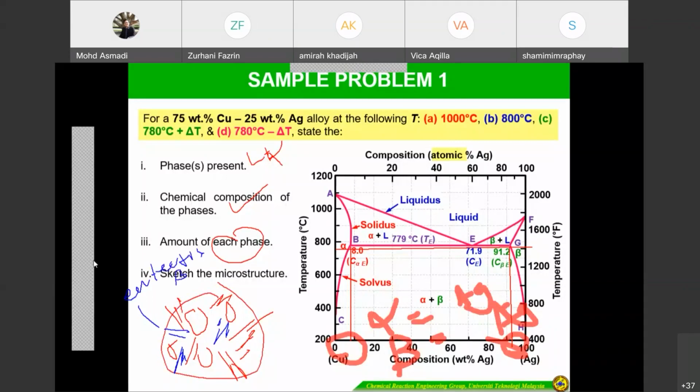Sorry. This one is eutectic alpha. This one is pro-eutectic, pro-eutectic alpha. Okay, so that's all. Any question? And the rest you can read. The solution is there.